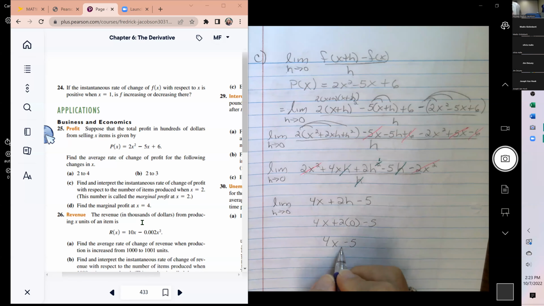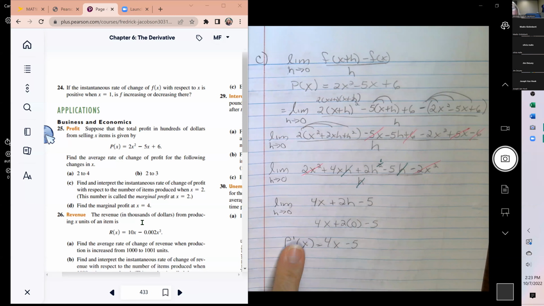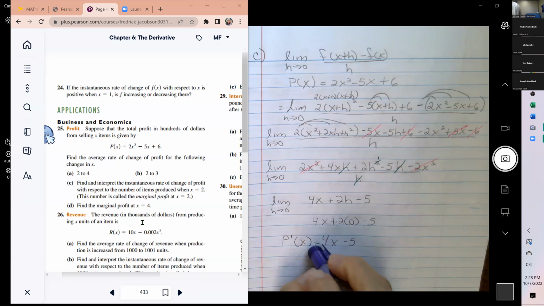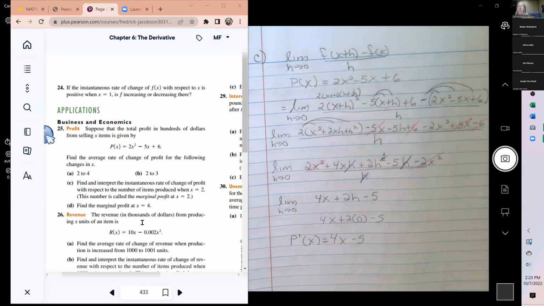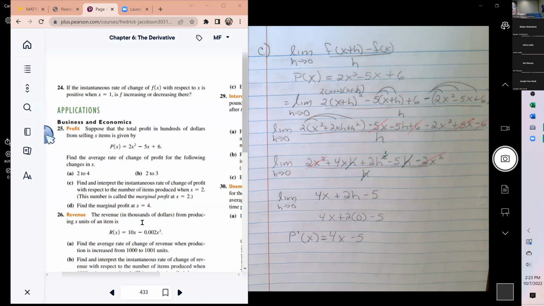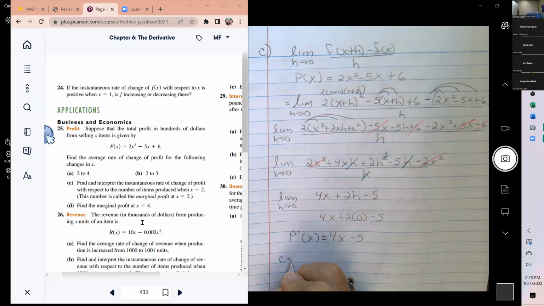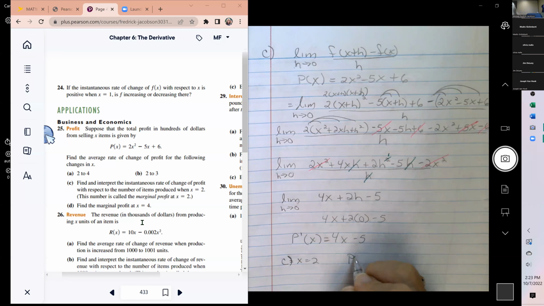Now what they use for the symbol for the derivative is a prime. So p prime of x. It tells you how it's changing at one value. Instantaneous rate of change, marginal profit. Any questions on finding that? Now, part C wanted us to find it when x is 2. Just plug in a 2.